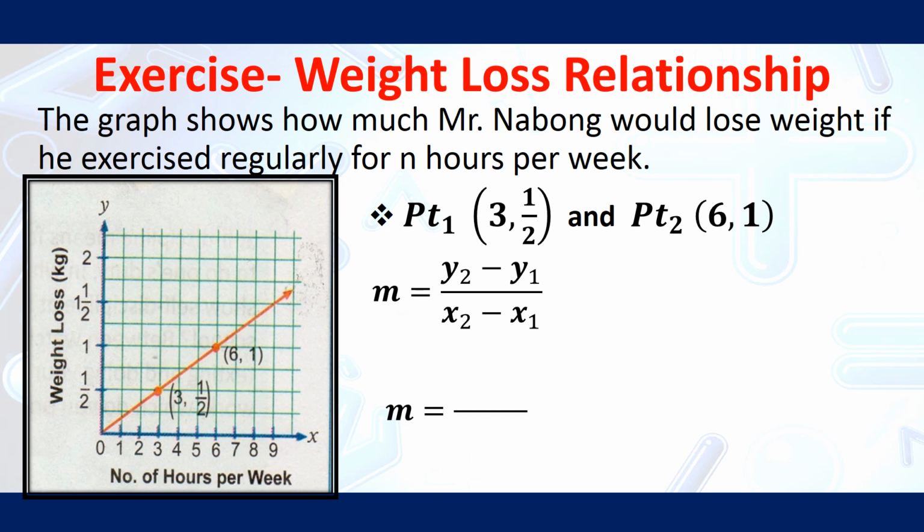Thus, we arrive with m is equal to 1 minus 1/2 over 6 minus 3, which is the same as m is equal to 1/2 over 3 and m is equal to 1/6. Take note that if the slope is positive, the line of the graph rises from left to right.